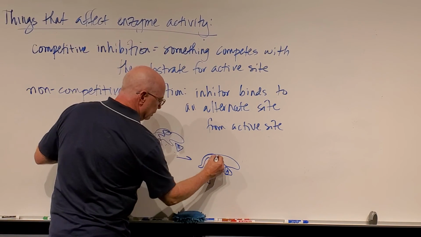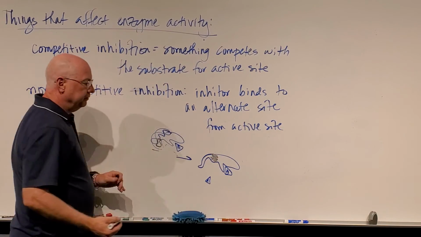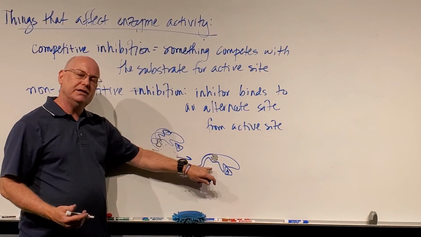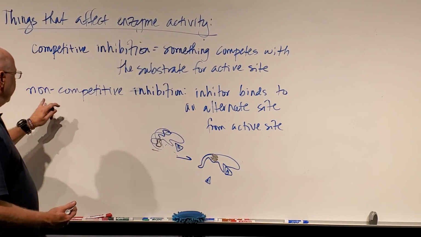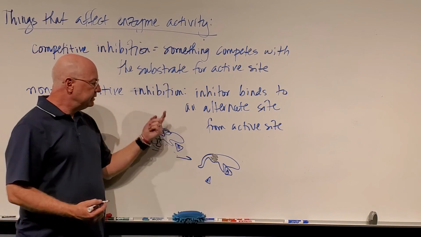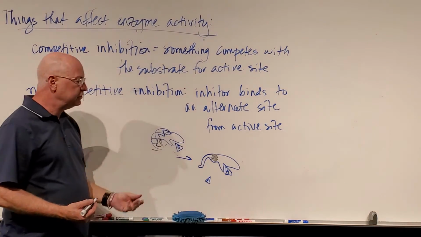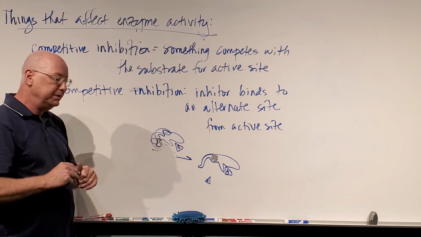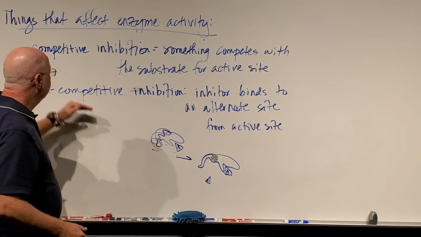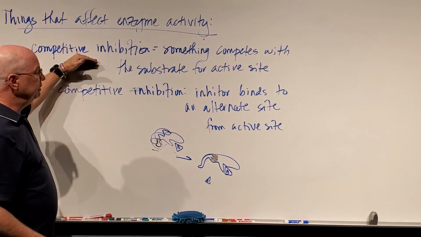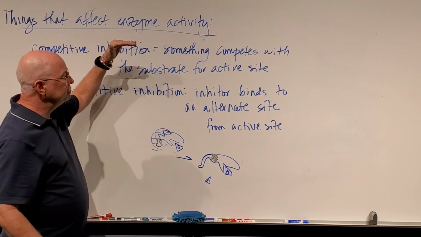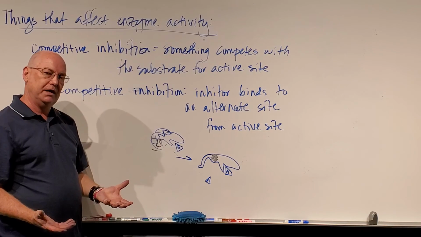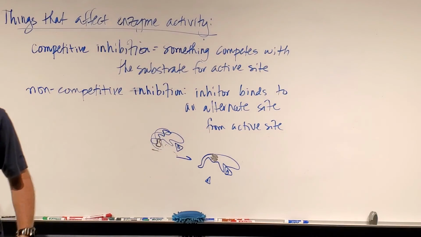As long as this thing is bound in here, it's preventing that substrate from interacting, but it's not binding to the active site itself. We call that non-competitive inhibition. It's not going to compete with the substrate for the active site. It binds to some alternate area that can alter the active site, but doesn't bind directly to the active site. During competitive inhibition, whatever the inhibitor is, it will compete with or bind to the active site and block the substrates from binding. I hope that makes sense to you.